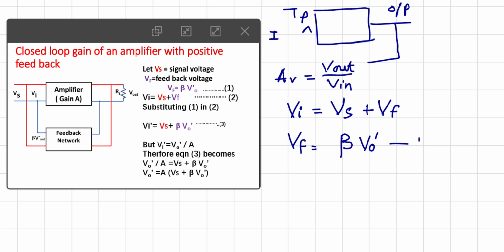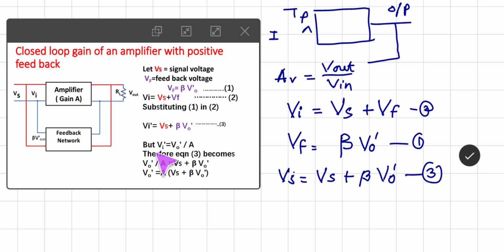Here you see equation 1 and equation 2. Now substituting 1 into 2, Vf is equal to beta Vo dash. So Vi is equal to Vs plus Vf, which is Vs plus beta times Vo dash, and that is the third relation which we have got. But we know that Vi dash is equal to Vo dash upon A. This is nothing but gain equal to output upon input, so A is equal to Vo dash upon Vi dash.